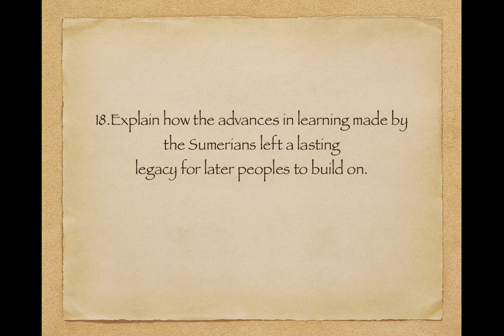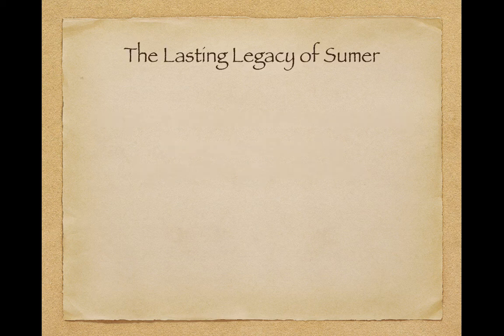All right, so lastly, we're going to explain how the advances in learning made by the Sumerians left a lasting legacy for later people to build on. So this is just going to be a list of things that they came up with that other people used and we still use today in some ways. So first of all, the most important is cuneiform. They were the first people to invent writing. Our writing is way different than the writing that they came up with, but we used the idea of writing and changed it to make it better for our uses and our purposes, and we built upon it.